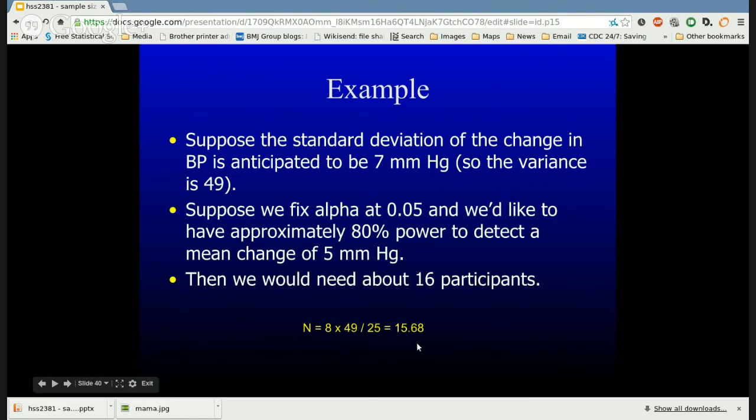There's no such thing as 0.68 people, so we always round up. If this was 15.1, we always round up to 16. 16 whole numbers, 16 people. So in other words, I need 16 people in order to detect a change of 5 millimeters of mercury.